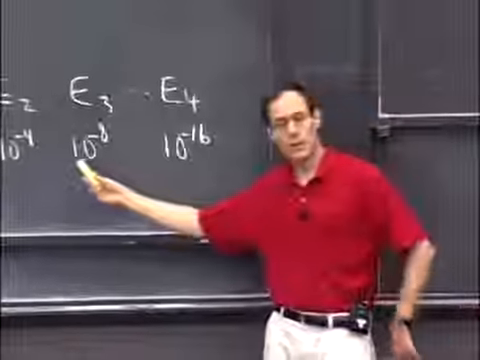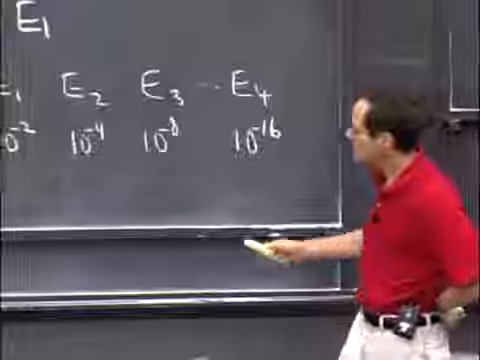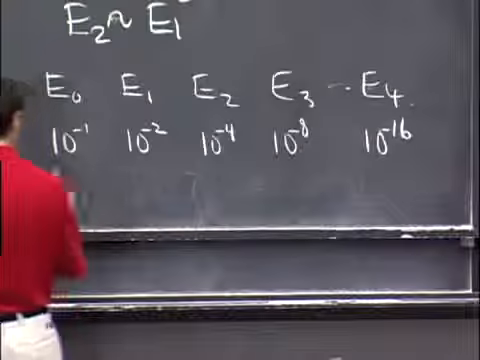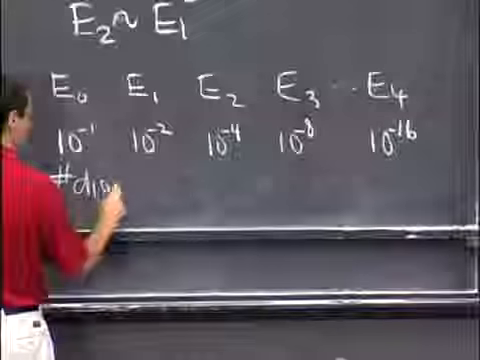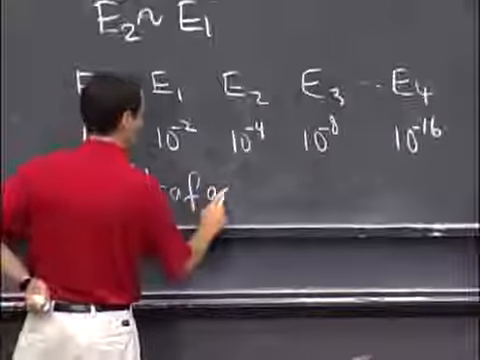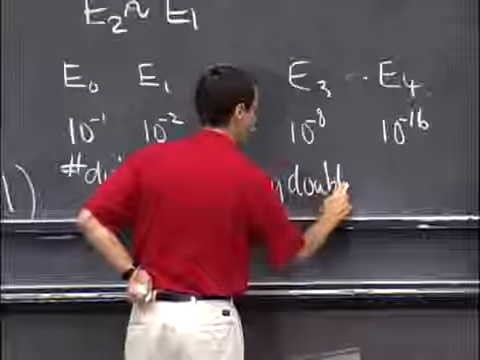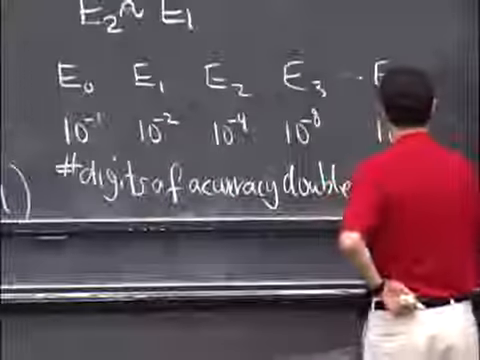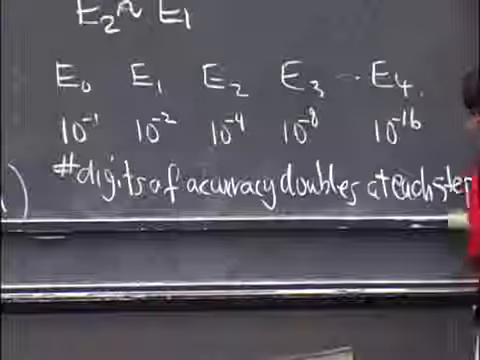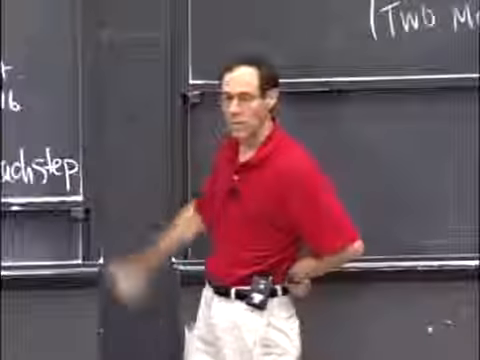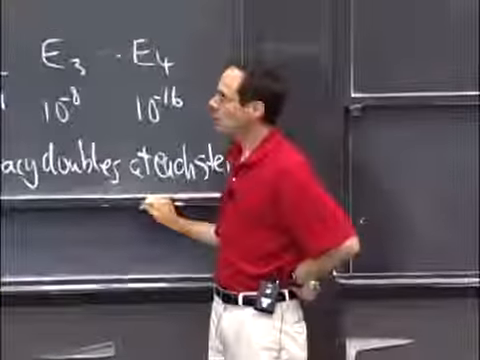Okay? So the thing that's impressive about this list of numbers is you can see that the number of digits of accuracy doubles at each stage. Accuracy doubles at each step. All right? The number of digits of accuracy doubles at each step. So very, very quickly you get past the accuracy of your calculator, as you saw on your problem set. And this thing works beautifully.